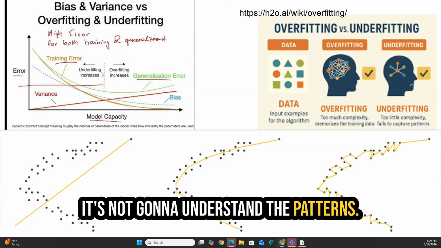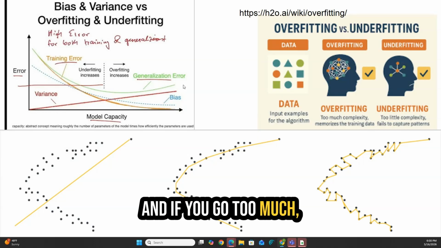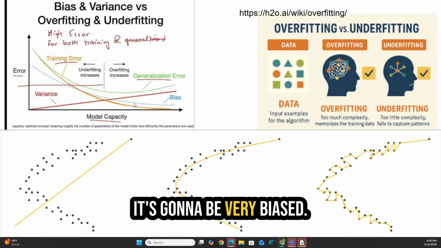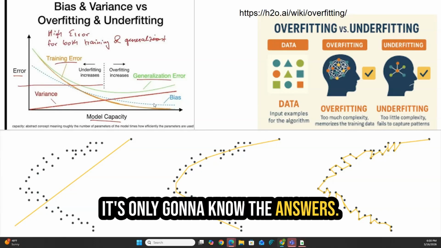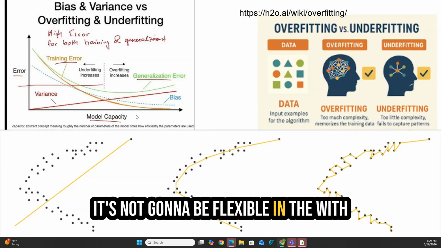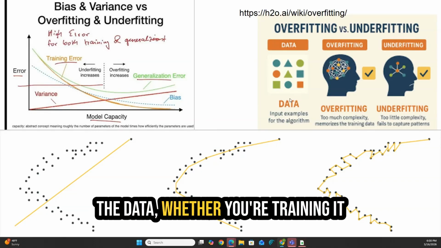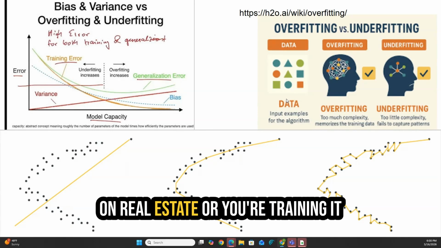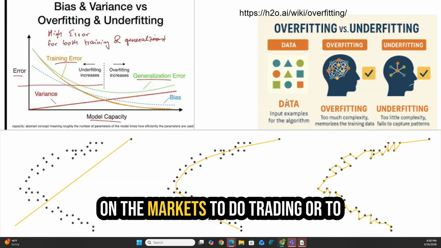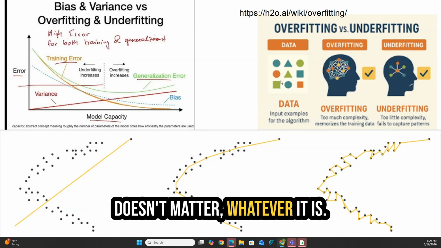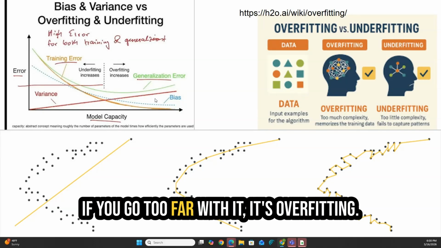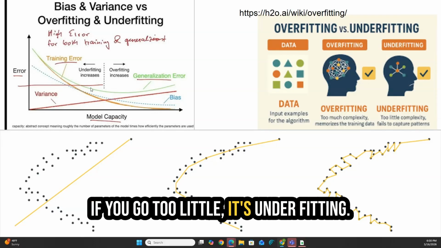It's not going to understand the patterns. And if you go too much, it's going to be very biased. It's only going to know what you trained it. It's only going to know the answers. It's not going to be flexible with the data. Whether you're training it on real estate or on the markets to do trading or to recognize trends, or cybersecurity, doesn't matter. Whatever it is, if you go too far with it, it's overfitting. If you go too little, it's underfitting.